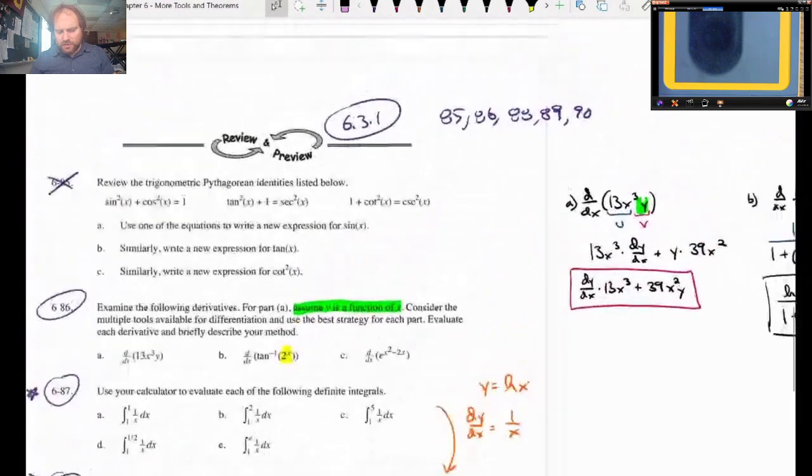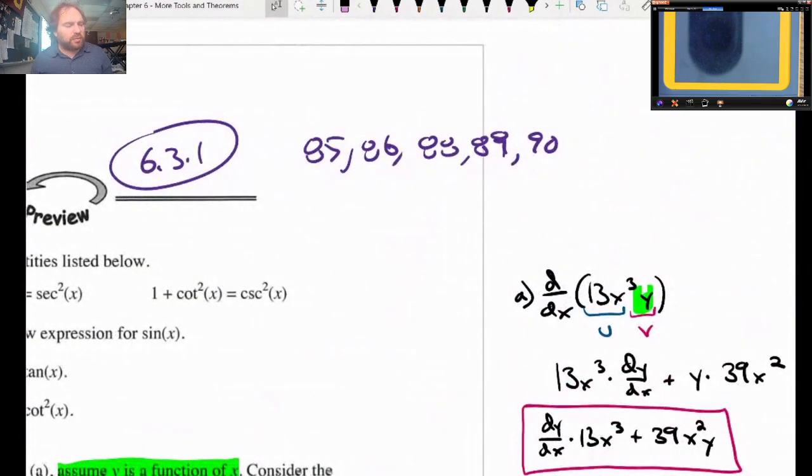We're looking at 631, and we mixed up some of the problems in class a little bit, so your work will look a little different than mine because my numbers are a little out of whack. In your textbook, we're doing 85, 86, 88, 89, and 90.